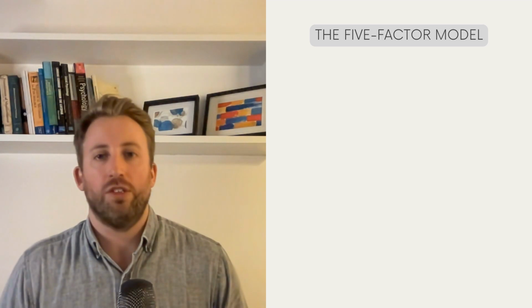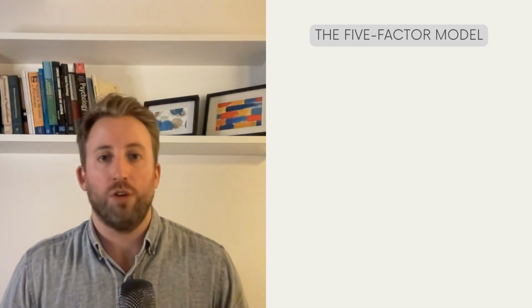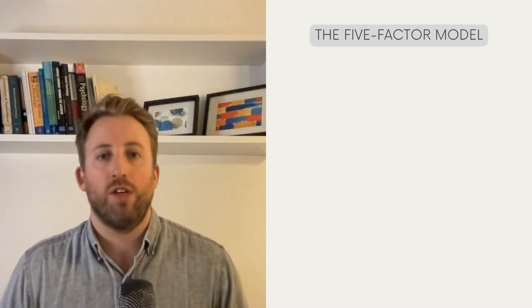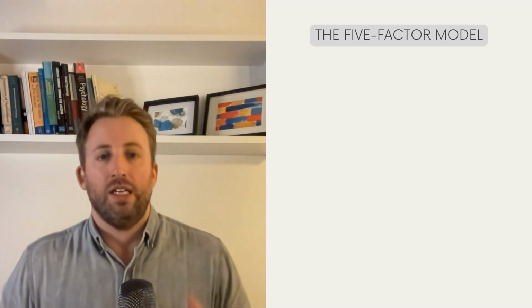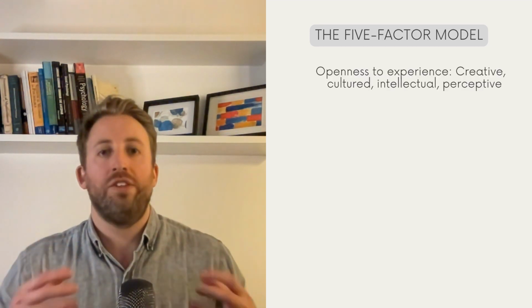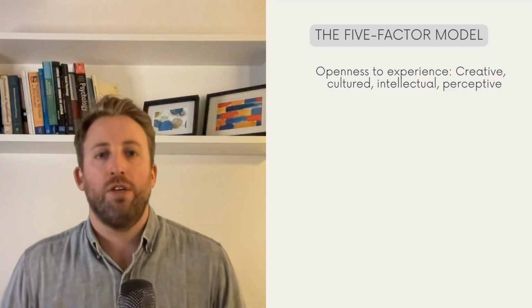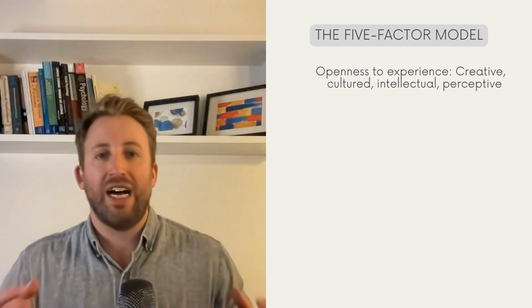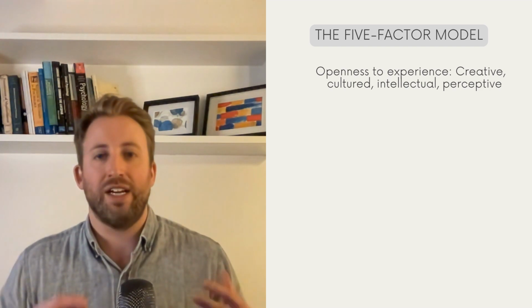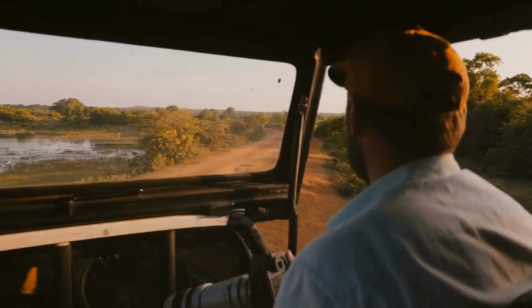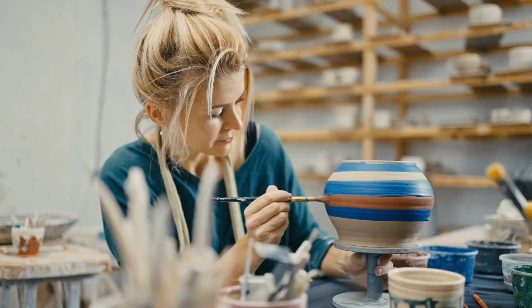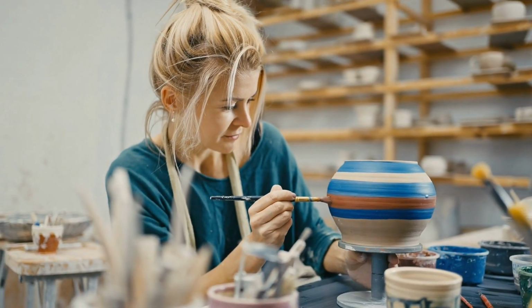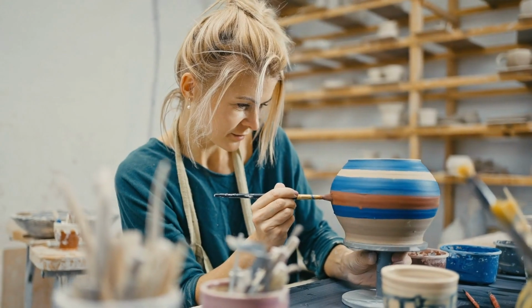These 5 factors, which we've already touched on throughout the course, provide a comprehensive framework to understand the spectrum of human behaviors and tendencies. The first factor is openness to experience. Picture someone who is ever curious, eager to delve into new cultures, ideas, and art forms. They're the individuals who thrive in scenarios that require thinking and learning. These are people who are creative, cultured, intellectual, and perceptive.